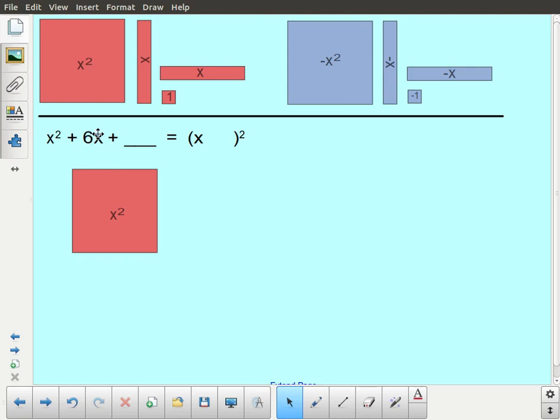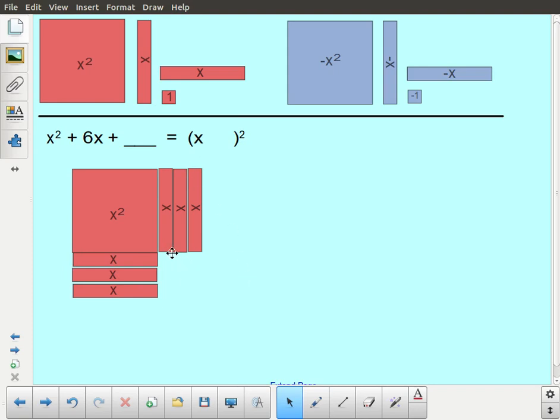So how can I take 6 x's in a way that ends up with the same number of x's on each edge? And the answer is I'm going to put 3 on each edge. And that's where that divide by 2 idea comes from. If I take 6 divided by 2, that's equal to 3, and I put 3 on each edge.